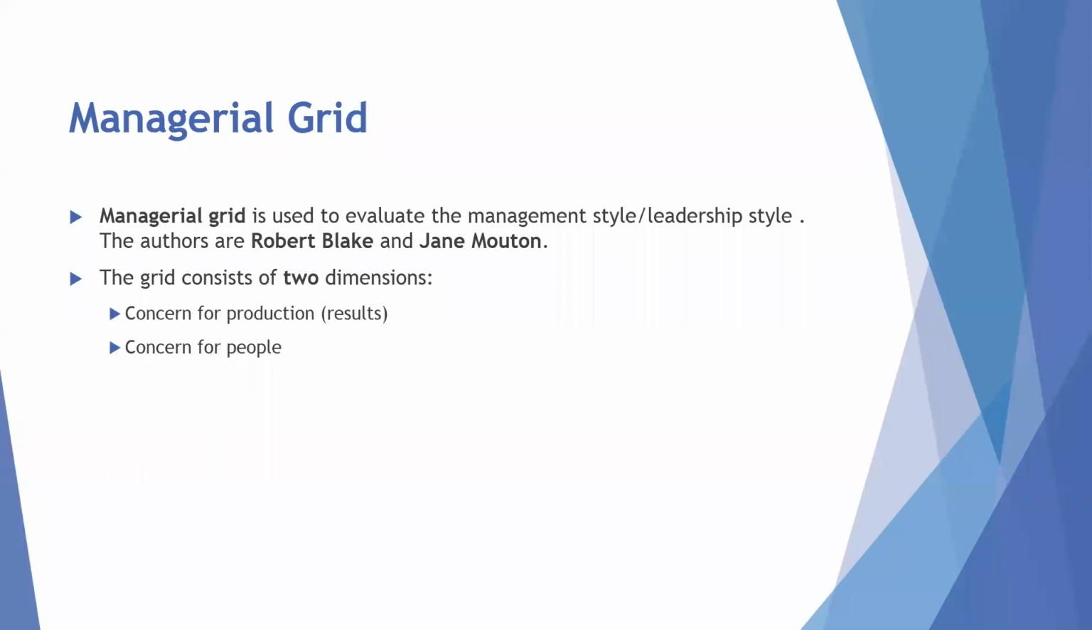The grid consists of two dimensions. This grid basically talks about two dimensions. One is the concern for production, or we can call it the productivity or the results of the company, and another one is the concern for people. Based on these two dimensions only, we are going to analyze this particular grid. Let's see the next slide.